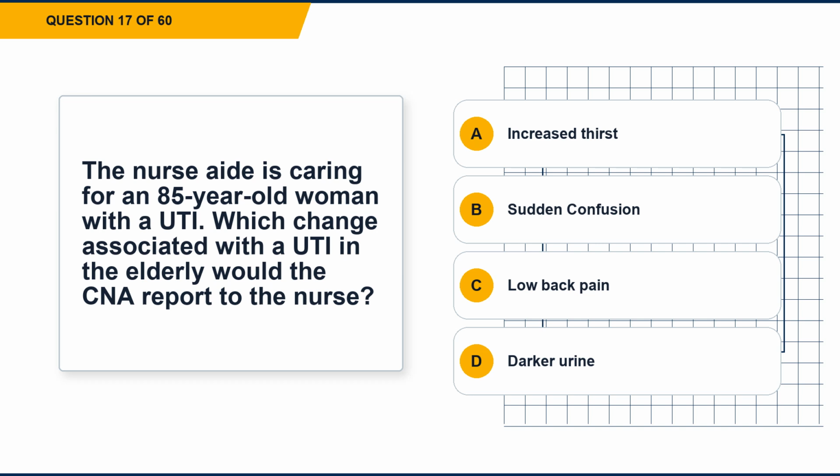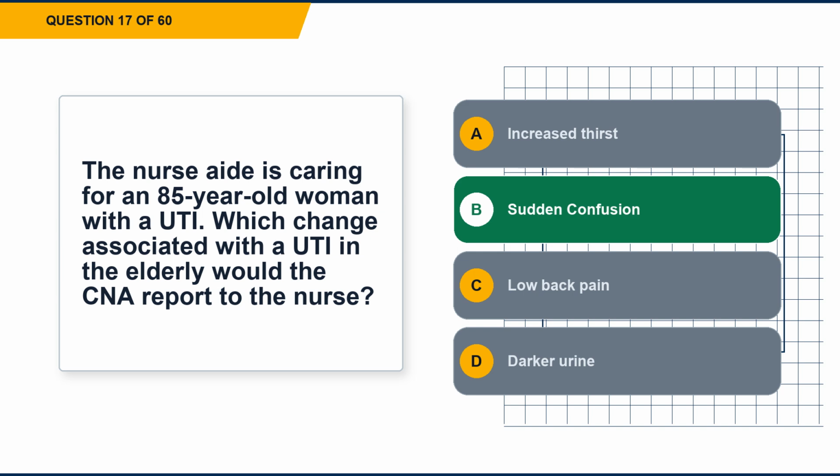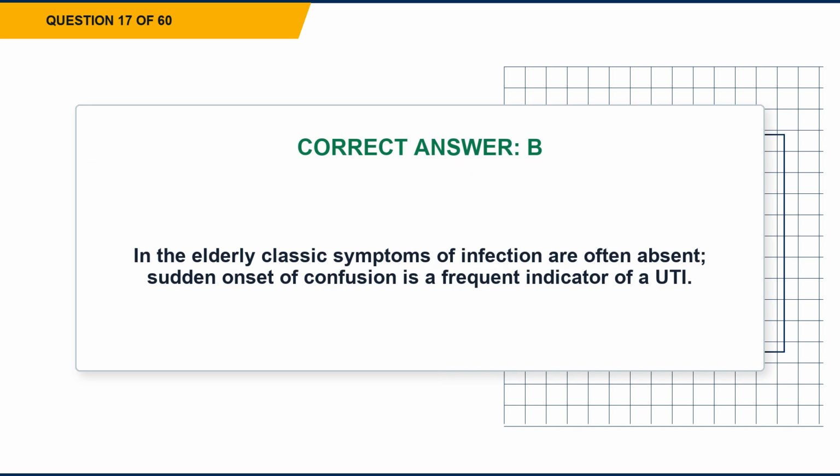Question 17. The nurse aide is caring for an 85-year-old woman with a UTI. Which change associated with a UTI in the elderly would the CNA report to the nurse? Option A, increased thirst. Option B, sudden confusion. Option C, low back pain. Option D, darker urine. The correct answer is option B, sudden confusion. Explanation: in the elderly, classic symptoms of infection are often absent. Sudden onset of confusion is a frequent indicator of a UTI.